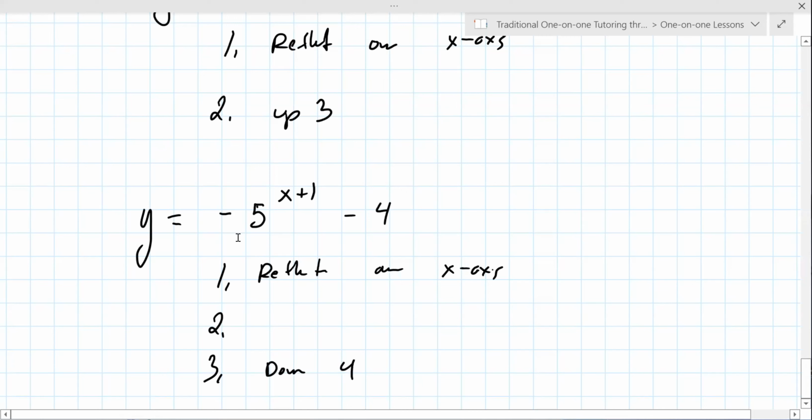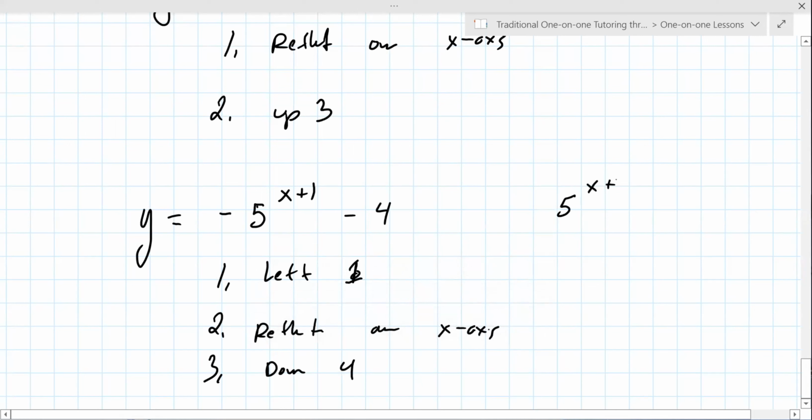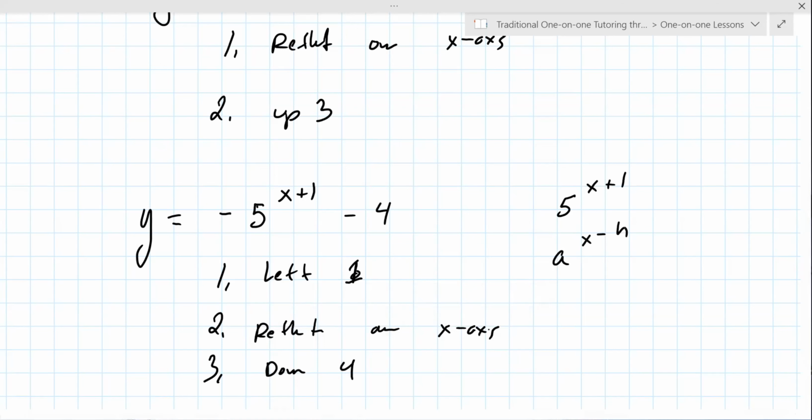What about that plus 1? It'd be left 1, right? Because you have to switch the signs. Yes. And the order does matter. But, so what would the value of h be in this one? This is kind of your parent graph here. So it would be 1, or would it be negative?